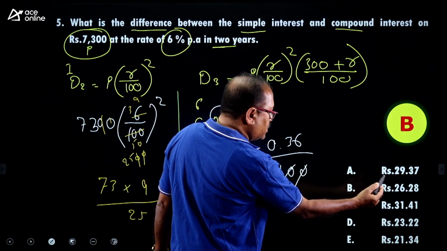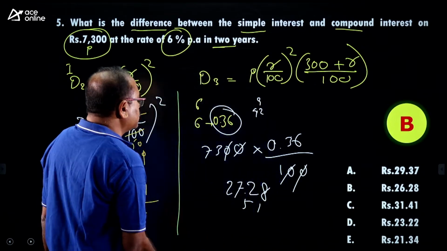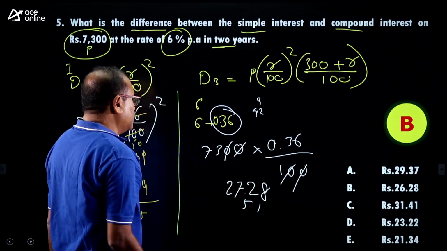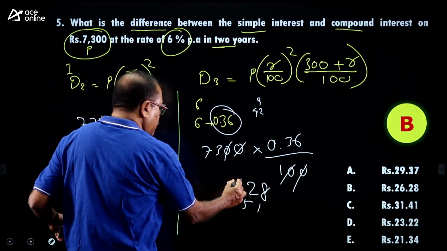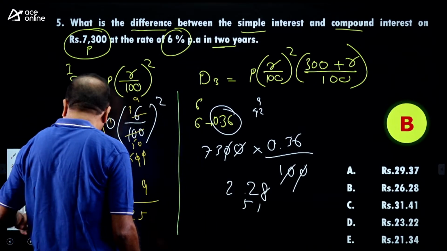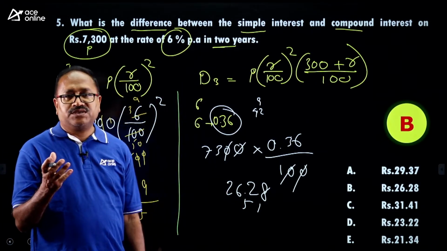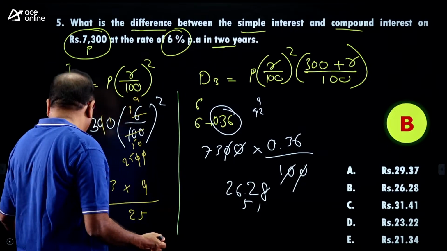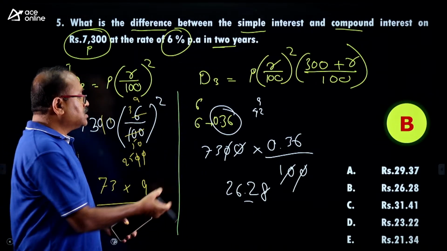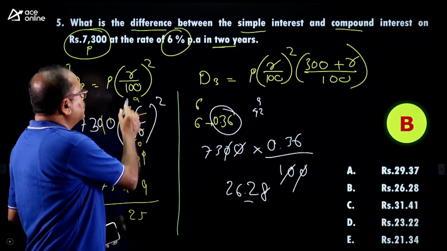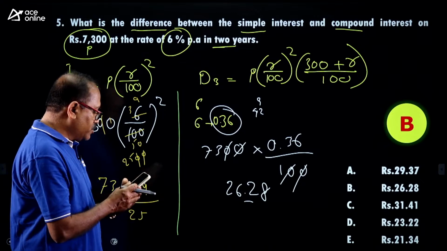So 27.28. Is it 26.28? Yeah, that's right. Because 7 threes are 21 and 21 plus 5 is 26. So I made a small error over here in writing. So it should be 26.28, that is your answer. Is that clear, my friends? So the second method is much better than the first method when it comes to 2 years. Now moving on to the next question.